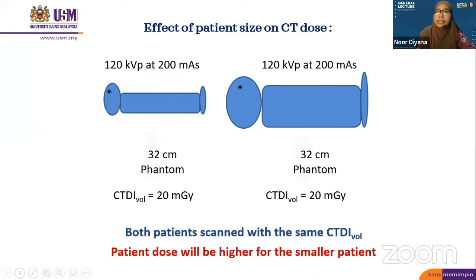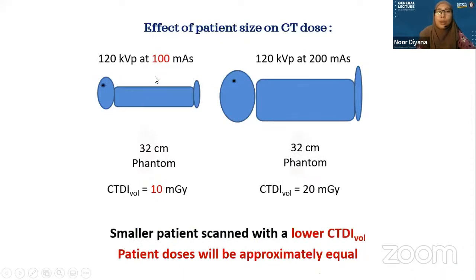Although you see both patients having the same CTDI volume, the dose is actually higher in the smaller patient. So what needs to be done is you have to reduce the mAs for the smaller patient so that the dose will be lower. The dose will be reduced for this smaller patient, but actually the patient dose is then approximately equal. The value of dose with respect to the size of the patient is equal for both patients.